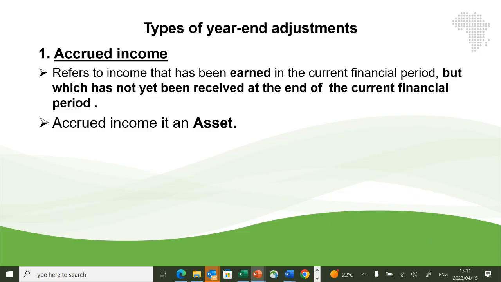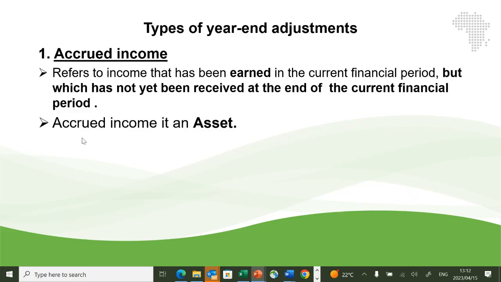Let's move to accrued income. Accrued income refers to income that has been earned in the current financial period, but which has not yet been received. So we have sold something maybe to a debtor on credit, but they haven't paid us. Which means we've delivered the goods that they needed from us, and we've done everything. So we have earned that money, but we haven't received it. So we have earned it in the current financial period, which means it has to be part of the income in the current financial period. Of course, we've earned it now, although we have not yet even received that money.